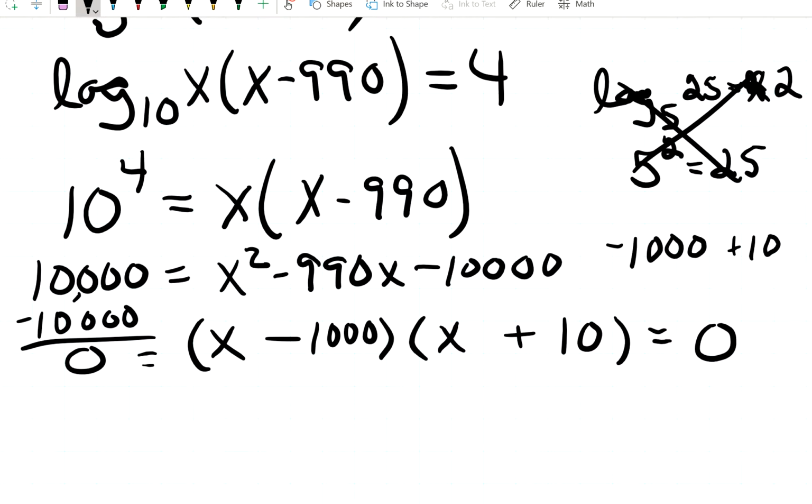So to make this true, x will have to equal 1,000, or x can equal negative 10. And those are my solutions to this logarithm.